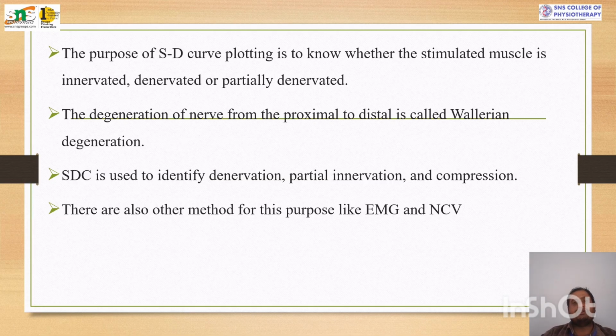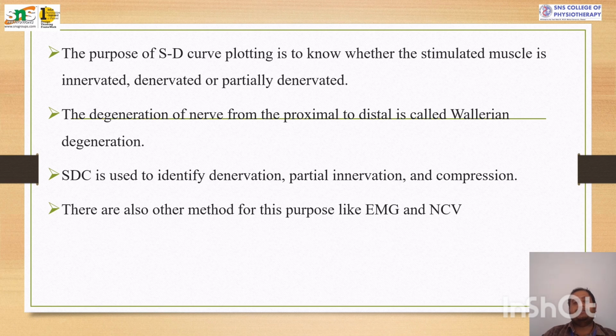The degeneration of the nerve from proximal to distal is called Wallerian degeneration. We already know that Wallerian degeneration can occur in partial cut injuries, so we can go with partial cut injuries. The strength duration curve is used to identify whether the muscle is denervated, partially innervated, or compressed. The nerve which is fully denervated, we can identify with the strength duration curve. The muscle which is partially innervated, we can easily assess, or whether it is because of nerve compression, and we can easily differentiate the conditions.